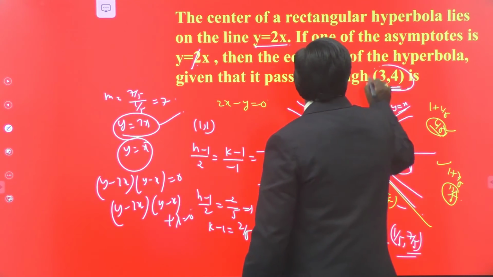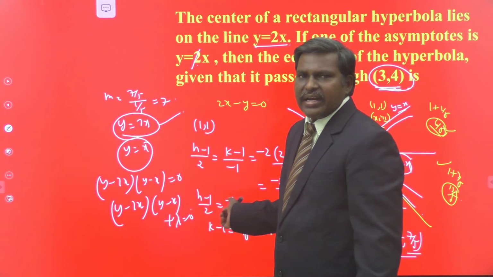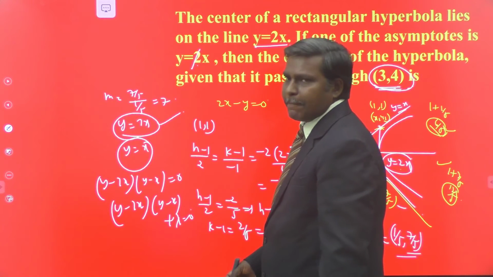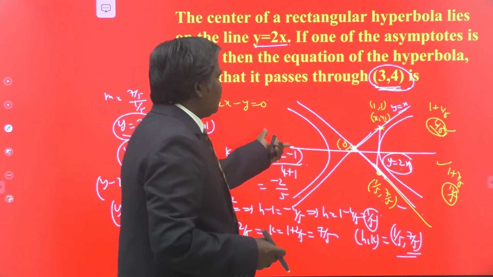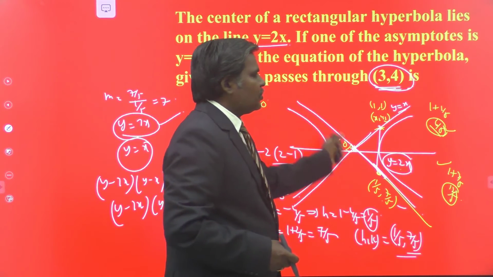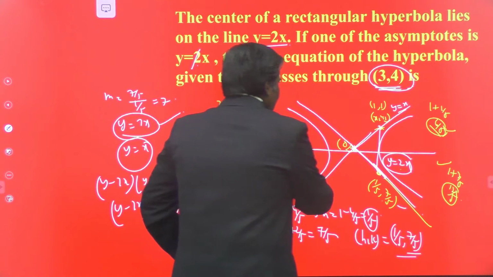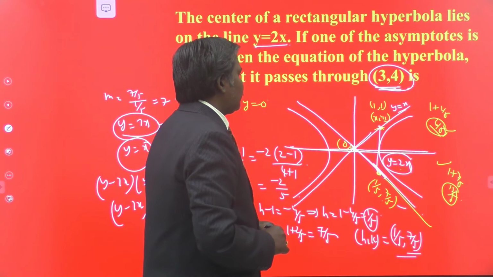You just substitute the point 3 comma 4 and you get the value of lambda. Hence you can write the equation of the asymptote, you can write the equation of the hyperbola. So one asymptote is given to you, your intention is to find out the other asymptote. The axes are the angular bisectors of the asymptotes. That is the concept involved here.